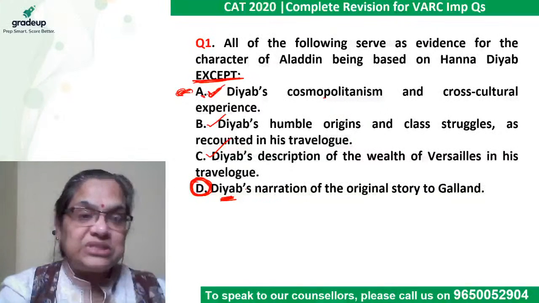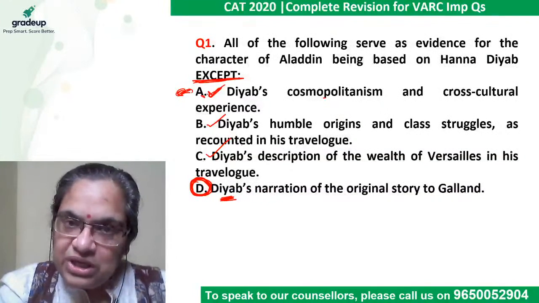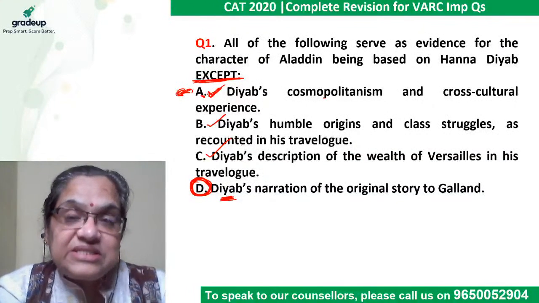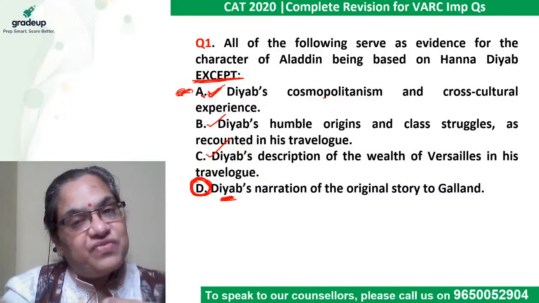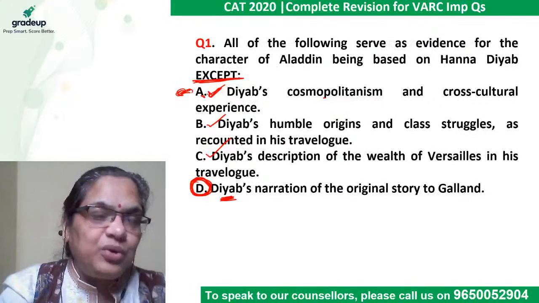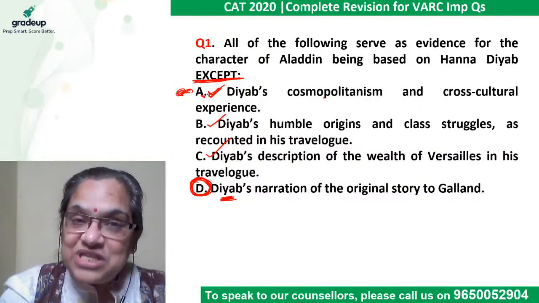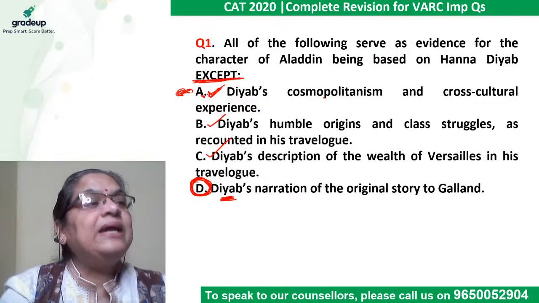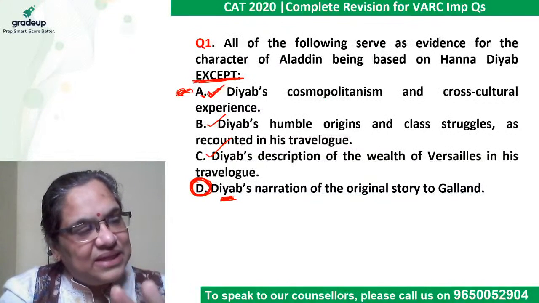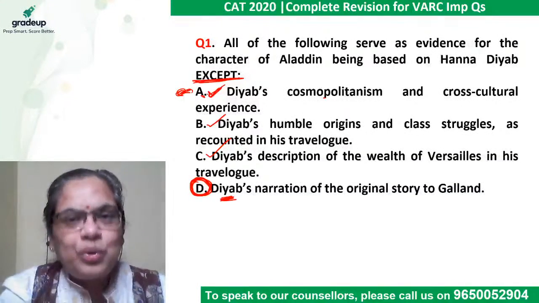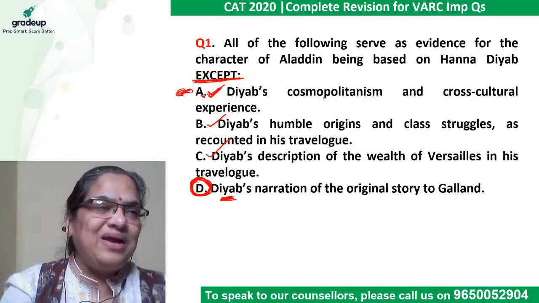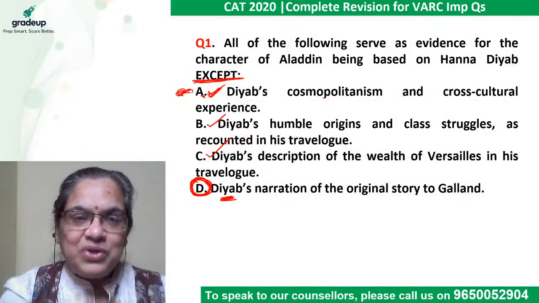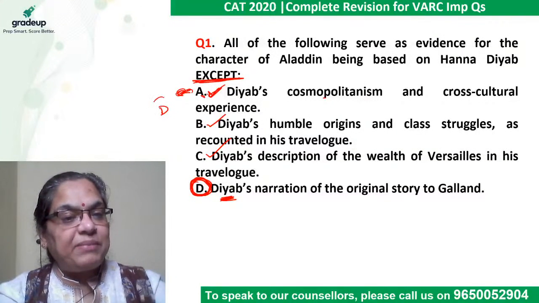The author says that the story reflects cosmopolitanism. It shows that Diab was sensitive. He had experience, which is why he could write like that. He was sensible to injustice, oppression. He himself had come from a very humble background. So, A, B and C justify that Diab had put together the character of Aladdin so beautifully. What did he narrate in his original story to Galland? We do not know. So, the answer for 1 is D, by the way.